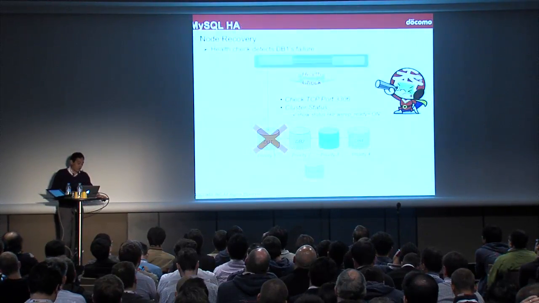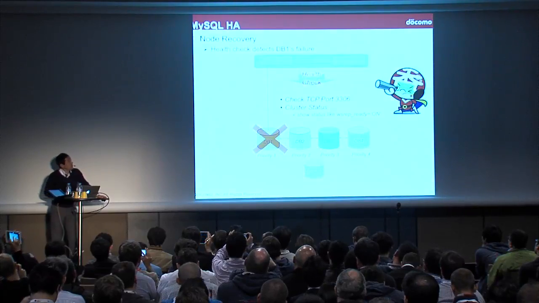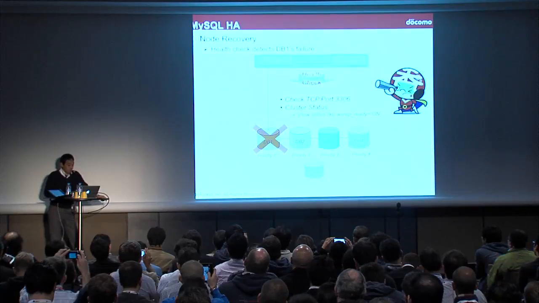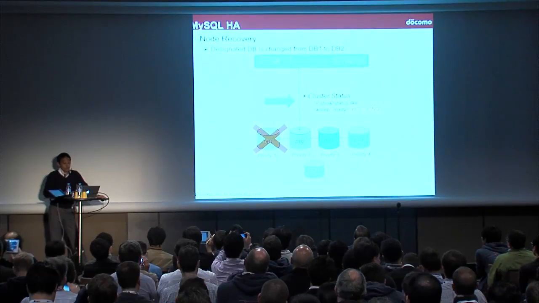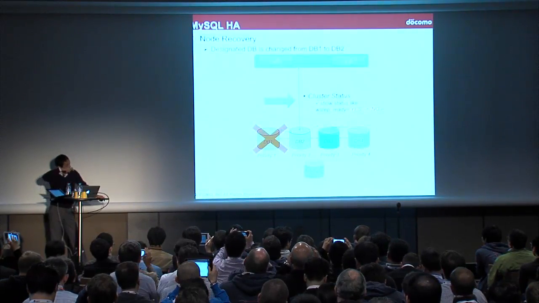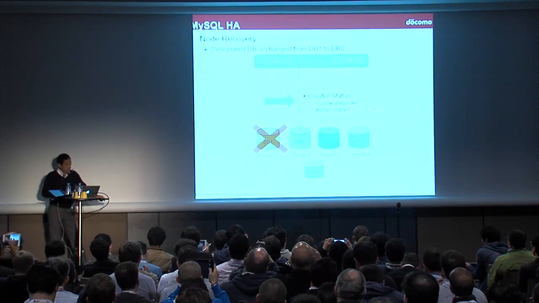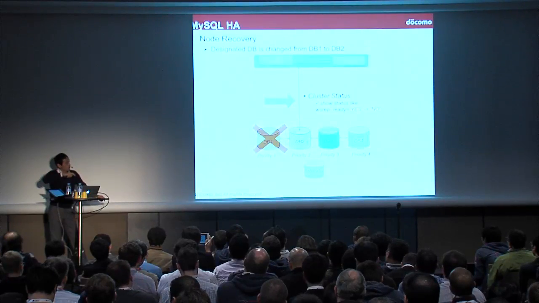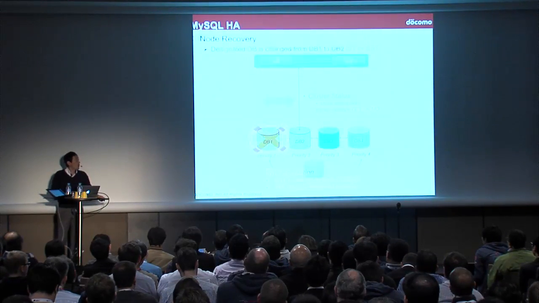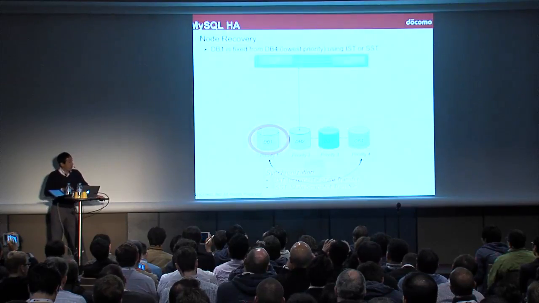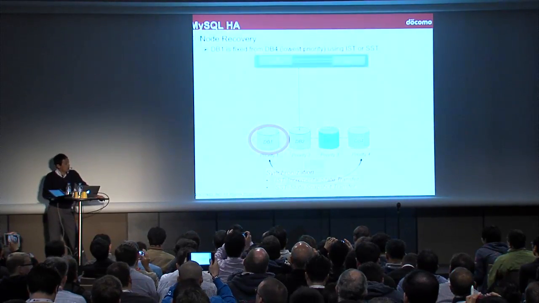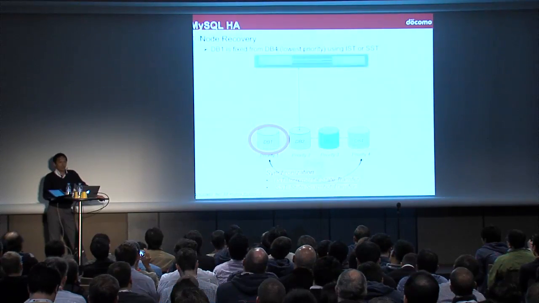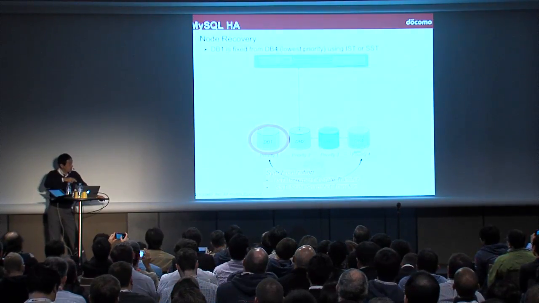Anyway, this is the procedure for node recovery. So there is a node failure at this moment. Then the load balancer detects the failure by checking those states, and it migrates the connection from DB1 to DB2. And after fixing DB1, we do state synchronization using IST or SST from the lowest priority node.